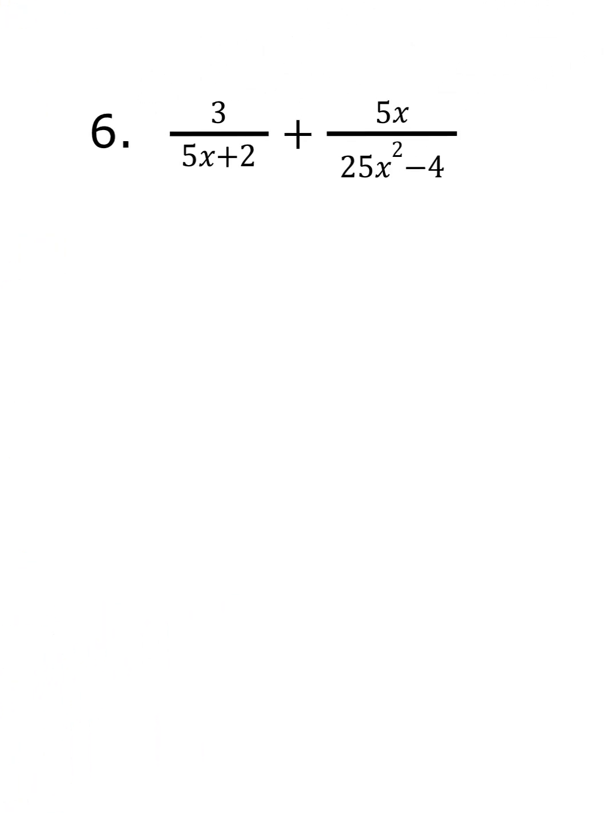Okay, last one here. Let's look at this problem. So for the first denominator, I get 5x plus 2. There is no GCF, and I can't factor that, so I'm just going to leave that like that. Second one, I can factor this. I know that 25 and 4 are both perfect squares, so I can go straight into my 5x minus 2 and my 5x plus 2.